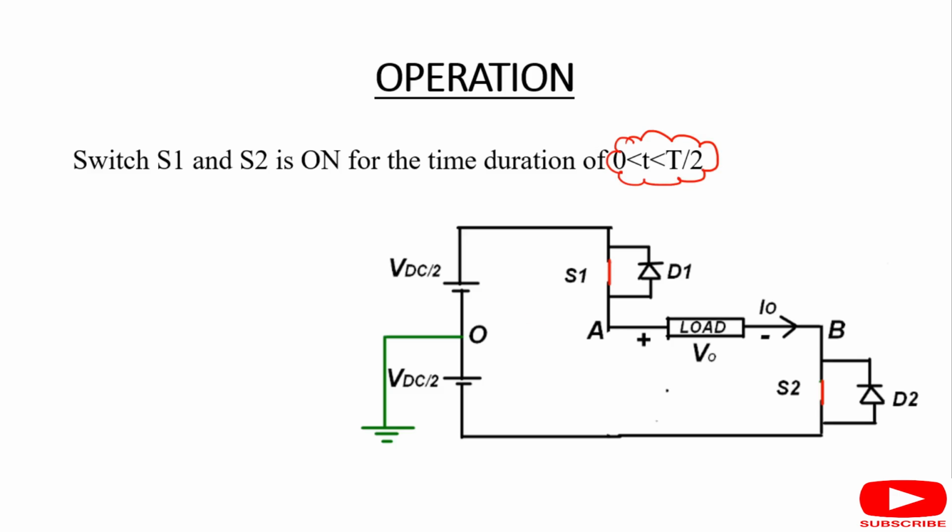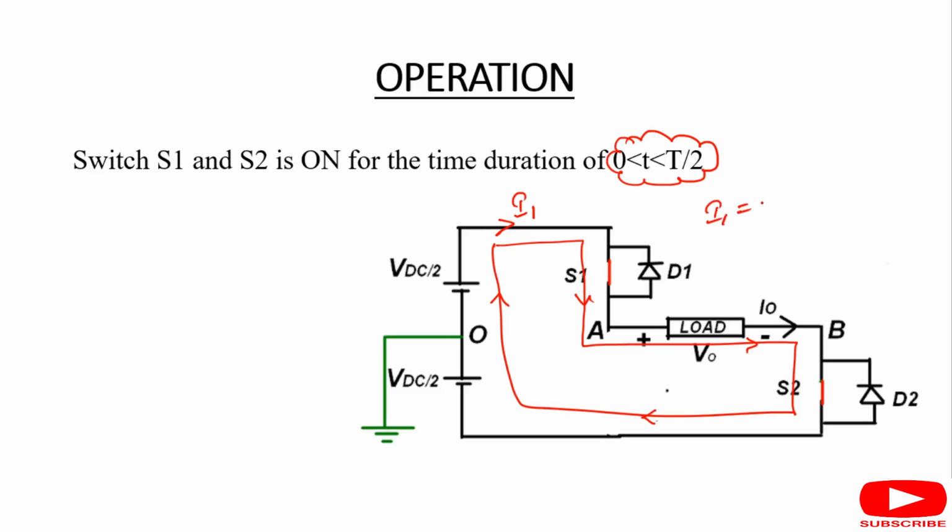In this case, if current I1 is flowing from the DC source, that will flow in the same direction as the load current. So in this case, the supply current and output current both will follow the same path. That's why the current I1 is plus I0, because both currents will follow the same path in the circuit.